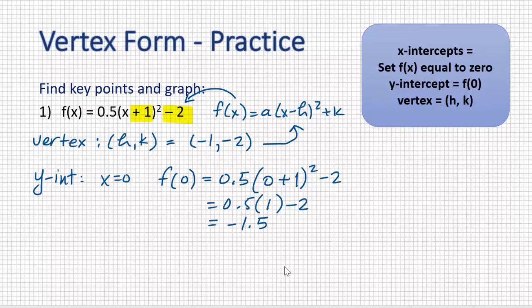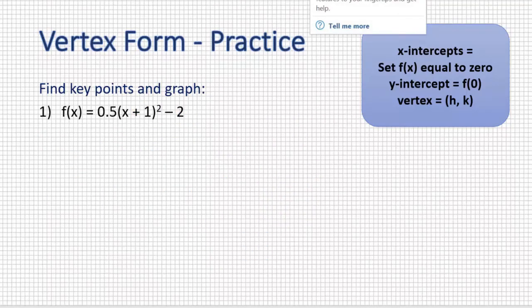-1.5. Since the question was given with a decimal value for a, I feel comfortable leaving the y-intercept as a decimal value. As a coordinate, this is the point 0, -1.5. And finally, we want to find the x-intercepts.